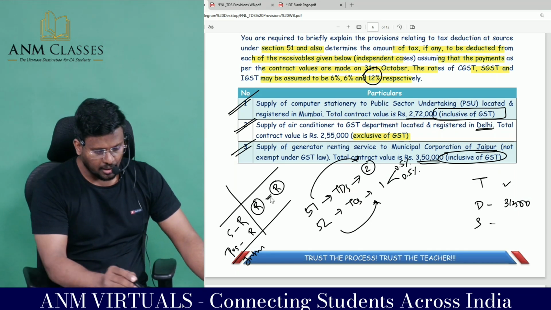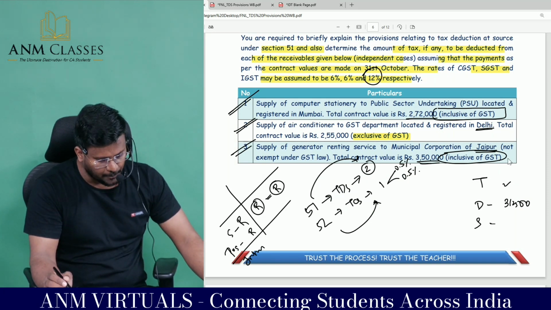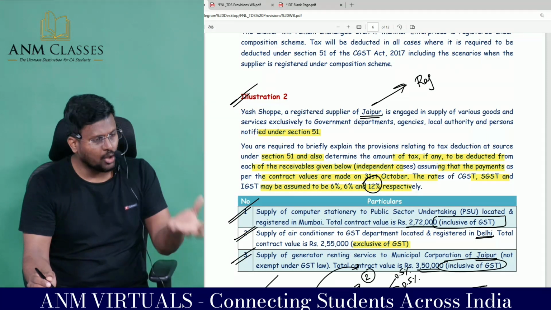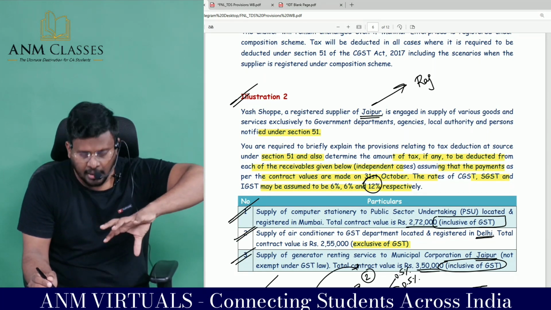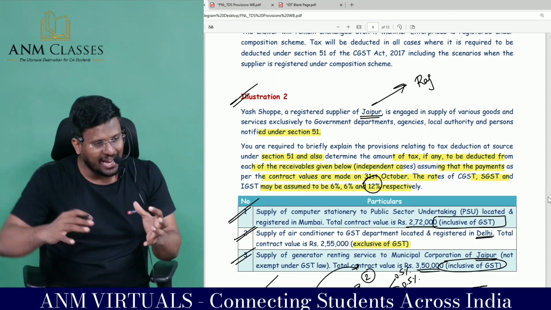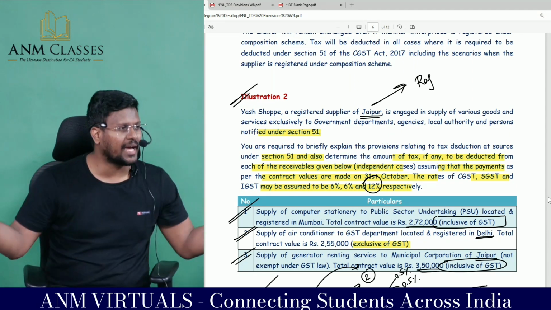Hence, sir, supply of generator rendering service to Municipal Corporation of Jaipur, Rajasthan. So we are also situated in Jaipur. So it's an intrastate supply. All are situated in the same state. So we will collect Jaipur CGST, Jaipur SGST, and the recipient will also deduct Jaipur SGST. So credit can be passed on.